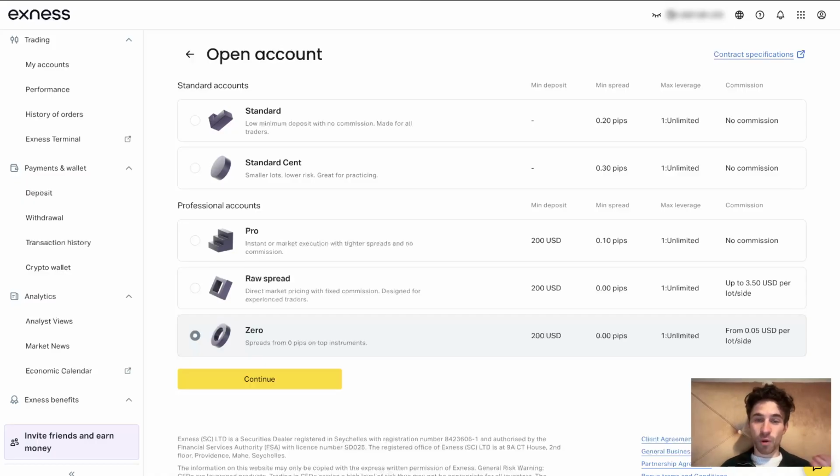As I say, if you aren't even on the Pro or raw spread right here, don't even think about going to Pro. Don't even think about going to Zero. This is something that is even more advanced than raw spread. A lot of people who are trading on raw spread wouldn't even touch this. It's the most advanced out of all of these, and although it does have a cheaper price on paper, you're going to be paying for this in other areas.